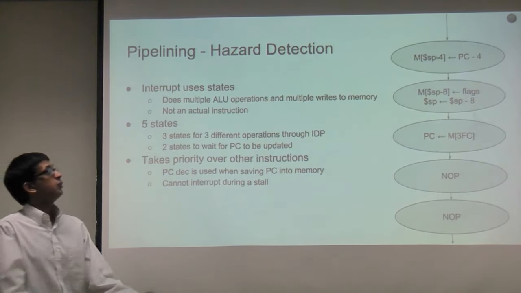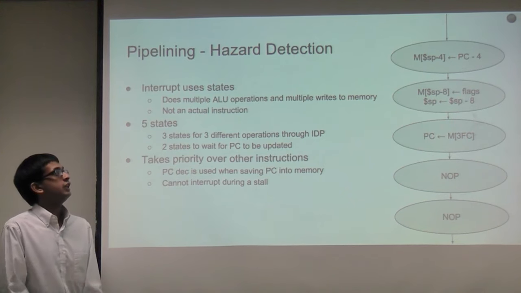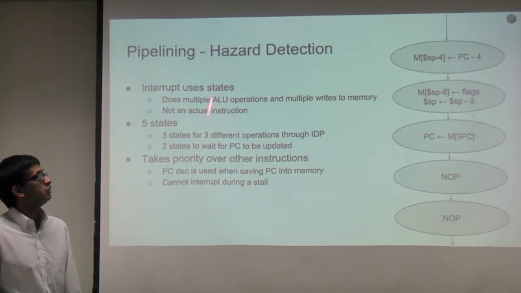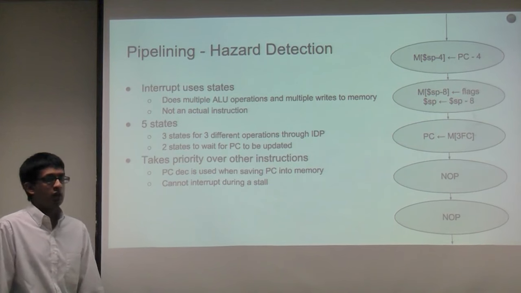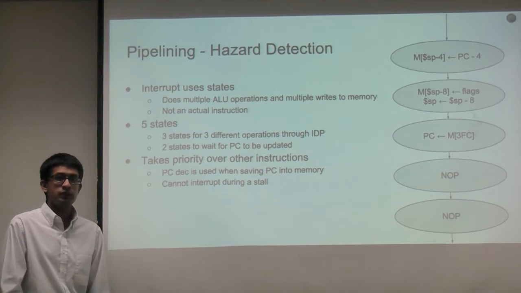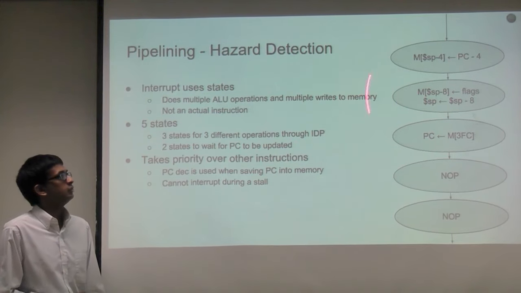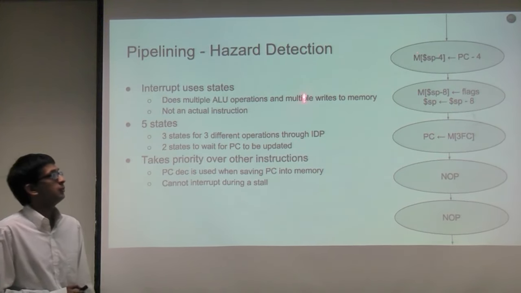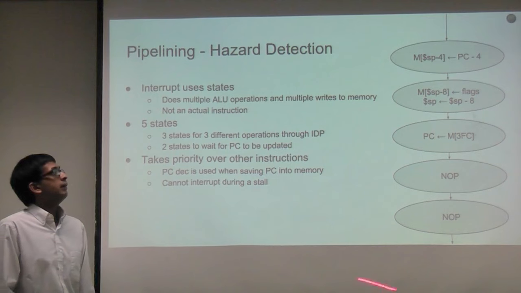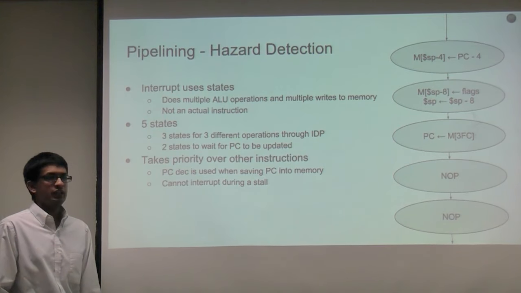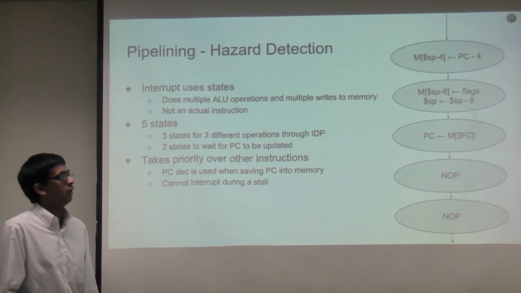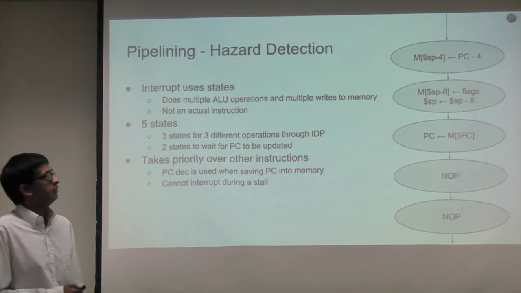Okay, going over interrupts. Why do we use states for interrupts? Well, an interrupt does multiple ALU operations, and rather than putting multiple ALUs in our execute state, it's better to do it as a kind of state machine. It also does multiple writes to memory, and it's not actually an instruction, so you can't check the IR. So the best thing to do was states.